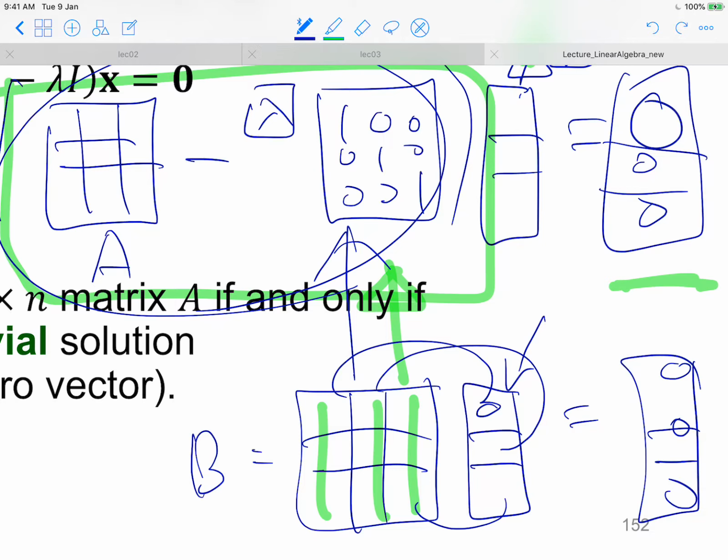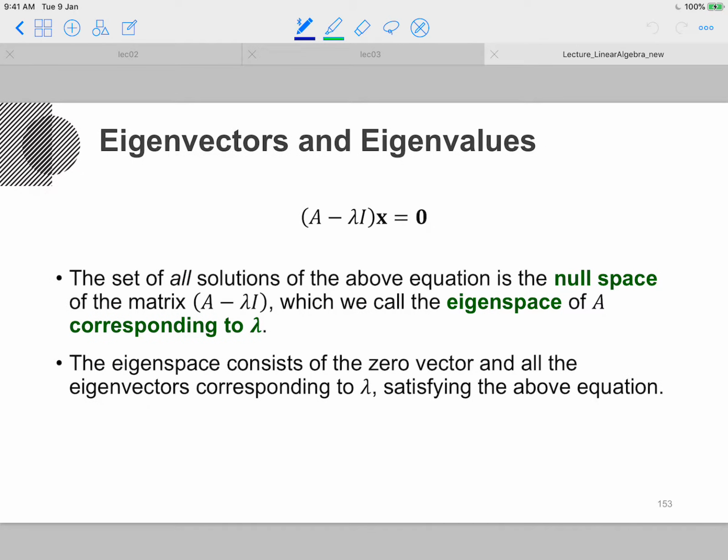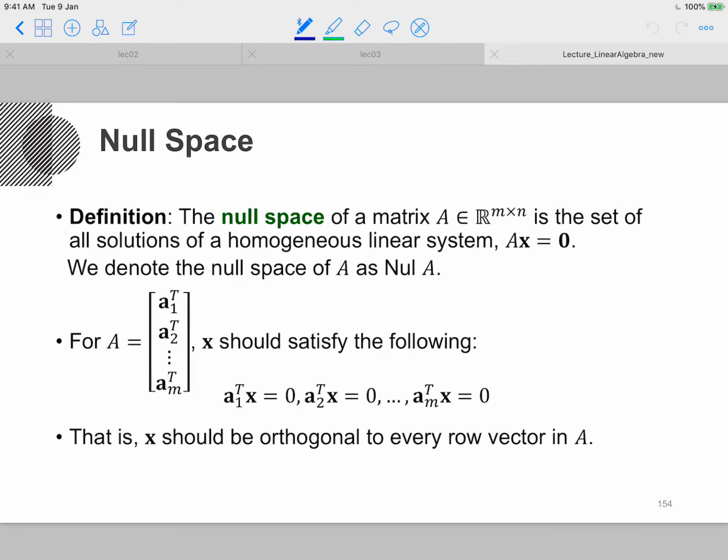And what does that mean? That means B should have linearly dependent columns, right? And we are talking about a square matrix, so linearly dependent columns means the matrix should not be invertible, it should be singular. So in order to be able to find the non-zero vector x, we need to make this A minus lambda I singular, right?